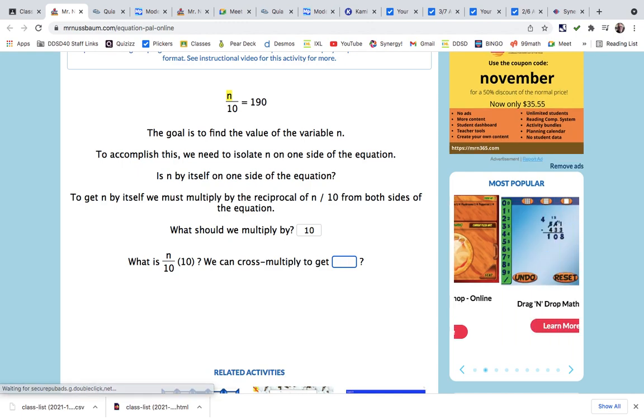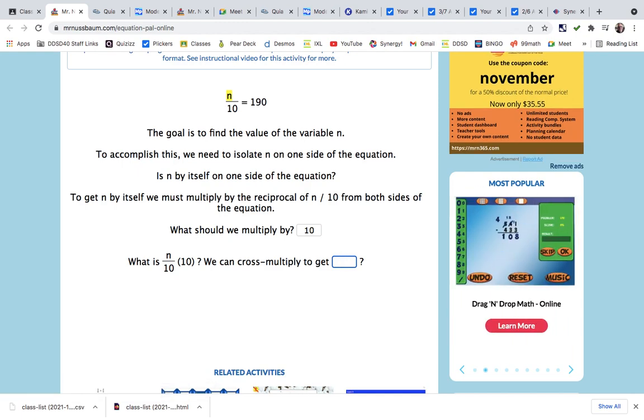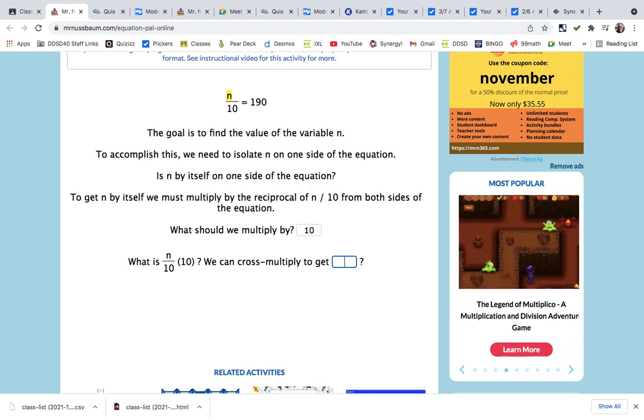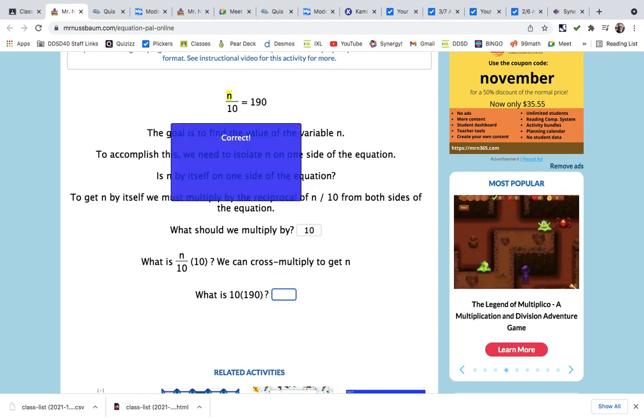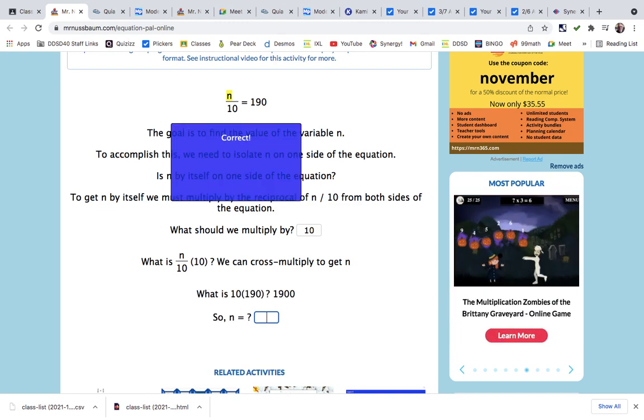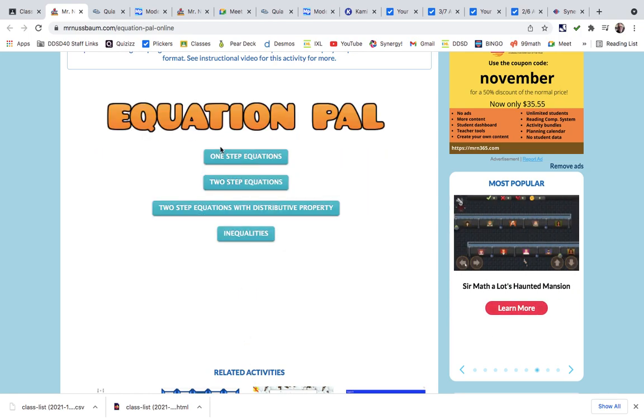I don't really like how it says cross multiply, but this is just 10 divided by 10 is 1. So we have 1n, and then this one is 1900. So 1900. So let's try another one step.